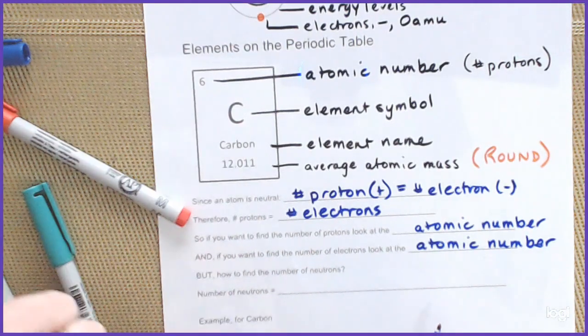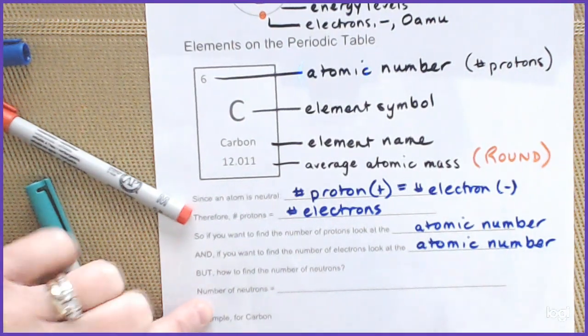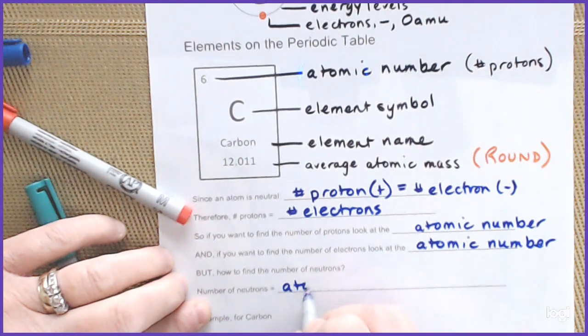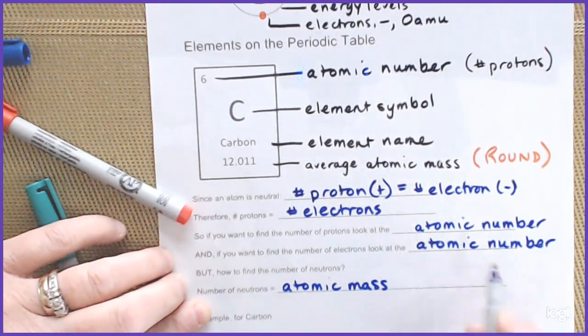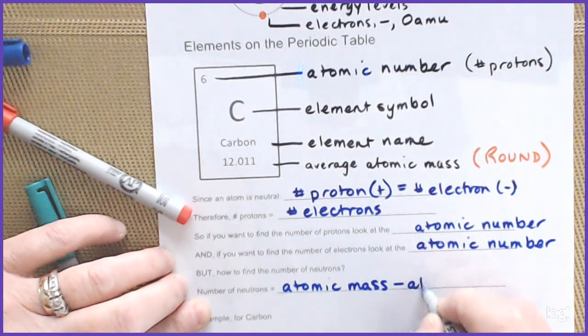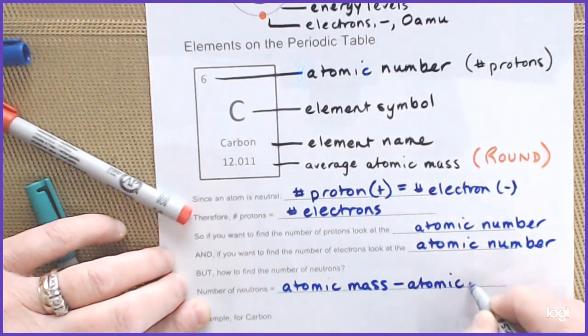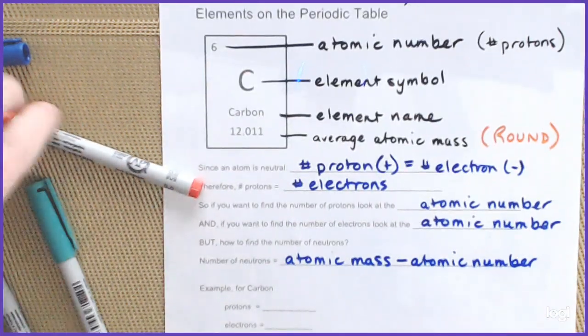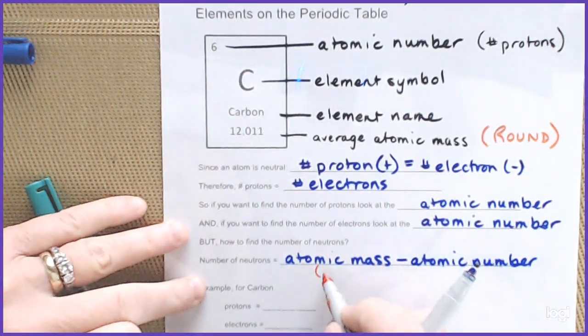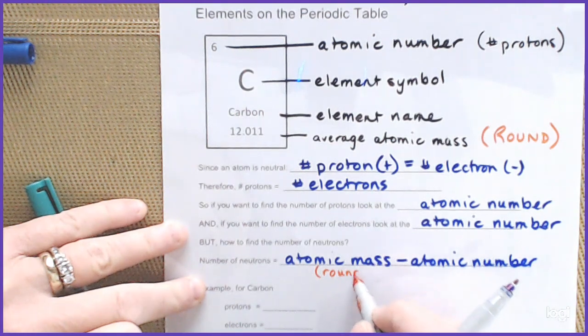All right, so how do we find the number of neutrons? The number of neutrons is equal to the atomic mass rounded minus the atomic number. All right, and under here, just to remind ourselves, we're going to take that atomic mass and we're going to round it.